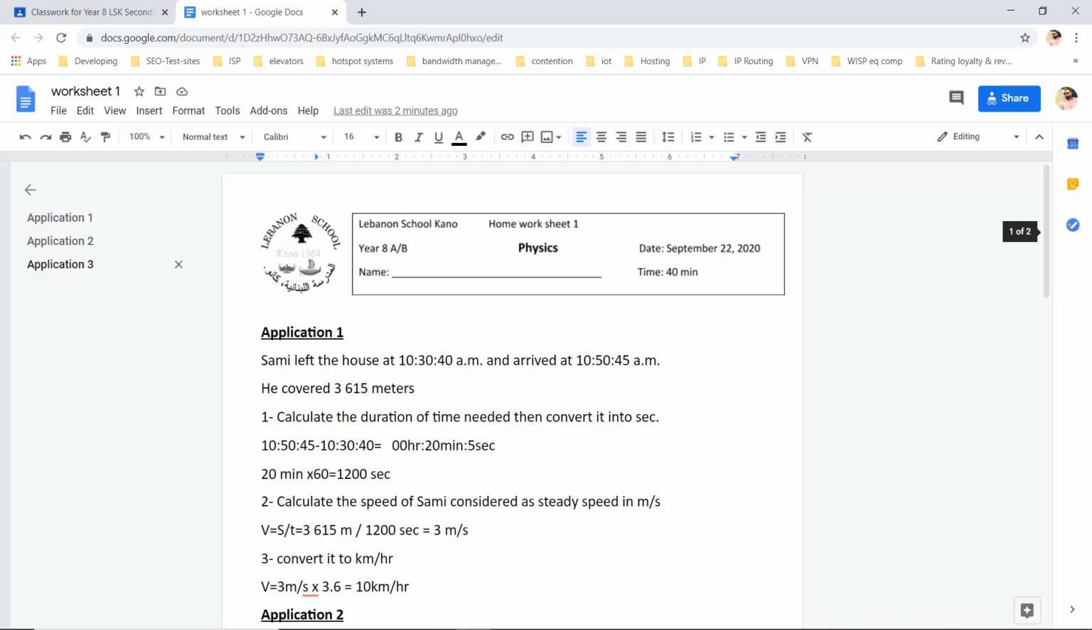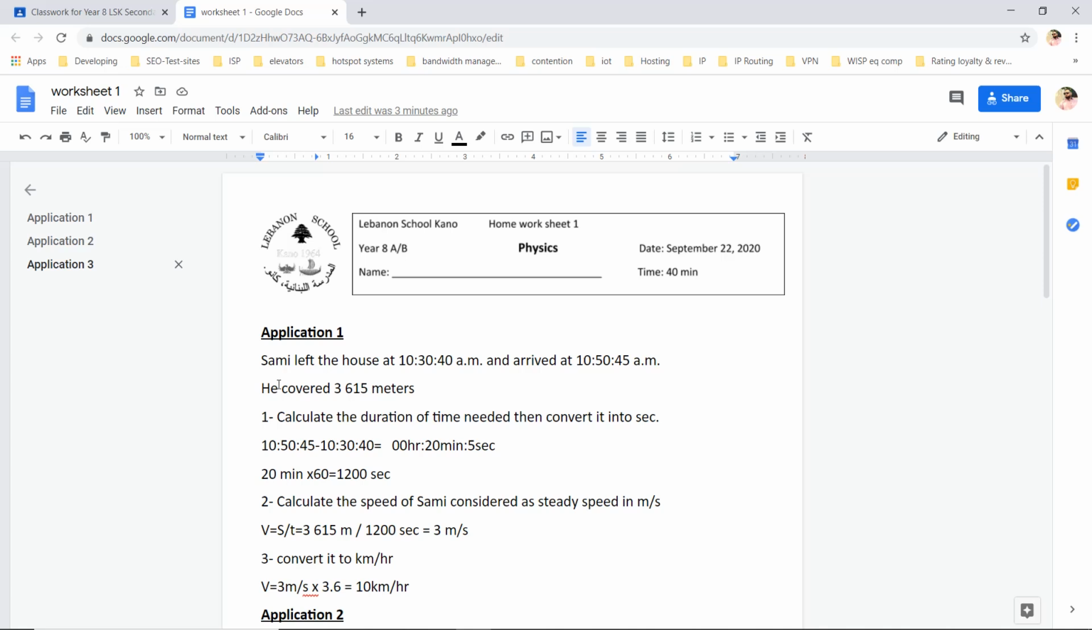Students of year 8, first of all, this is the correction of worksheet 1. I've noticed the last time that most of you who submitted the results did not do well. So today I want maximum concentration because this worksheet is super important and I want to repeat it. I'm going to repeat it next time and compare the results.